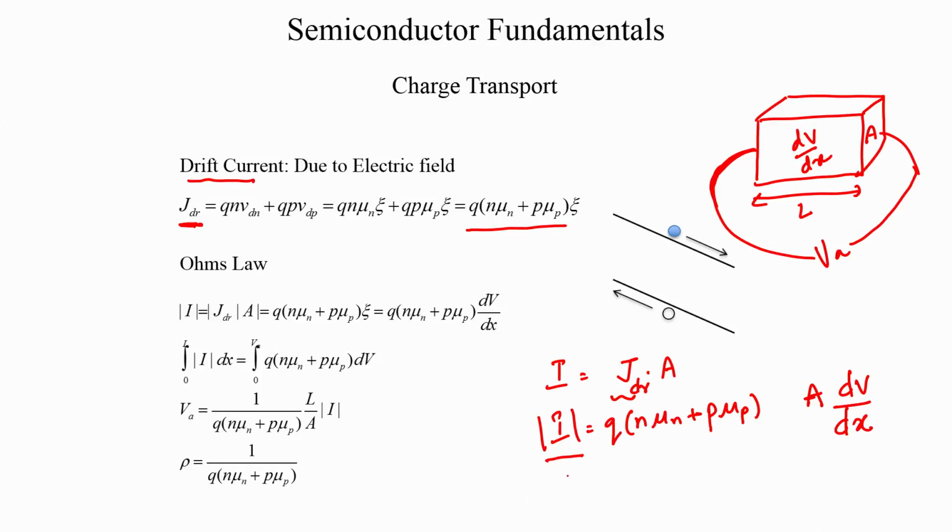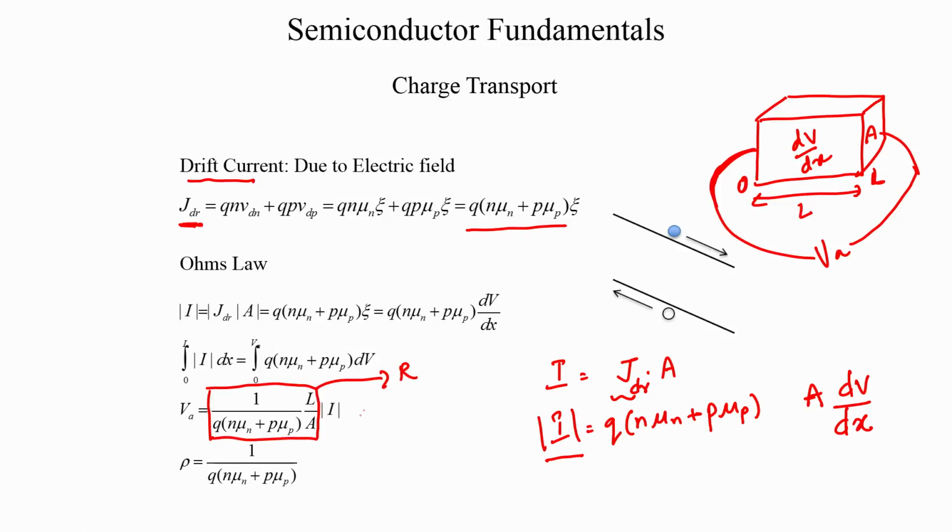If you solve this differential equation and you integrate with respect to dx, as you go from one end of the semiconductor to the other, so let us say you go from 0 to L, the voltage varies from 0 to V_A, and by just solving this differential equation you find that your V_A is nothing but 1 by (q n mu n plus q p mu p) into L by A into I. So this is the relation between the applied voltage and the current through the device. So what does this remind us of? This term here is the resistance.